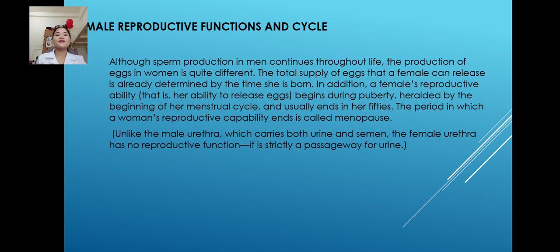So unlike the male urethra, which carries both urine and semen, the female urethra has no reproductive function. It is strictly a passageway for urine.